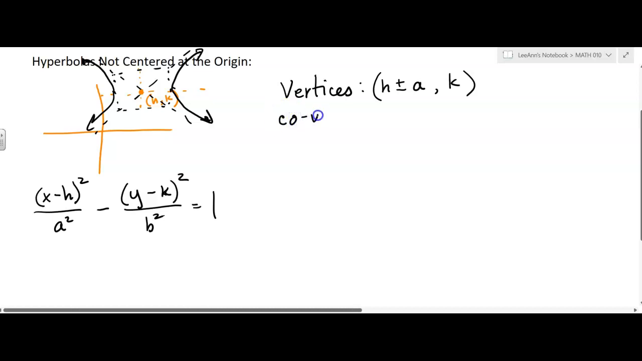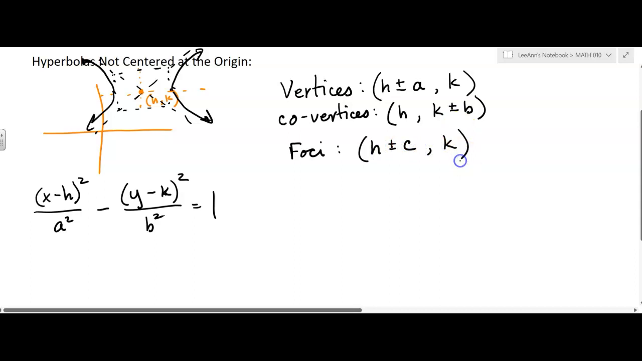So the co-vertices are at (h, k plus or minus b). And then the foci, those are going to be at (h plus or minus c, k).